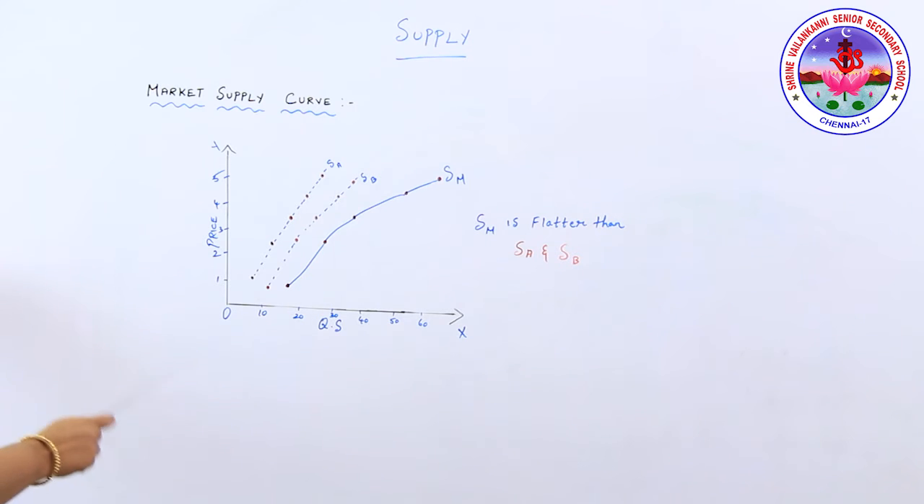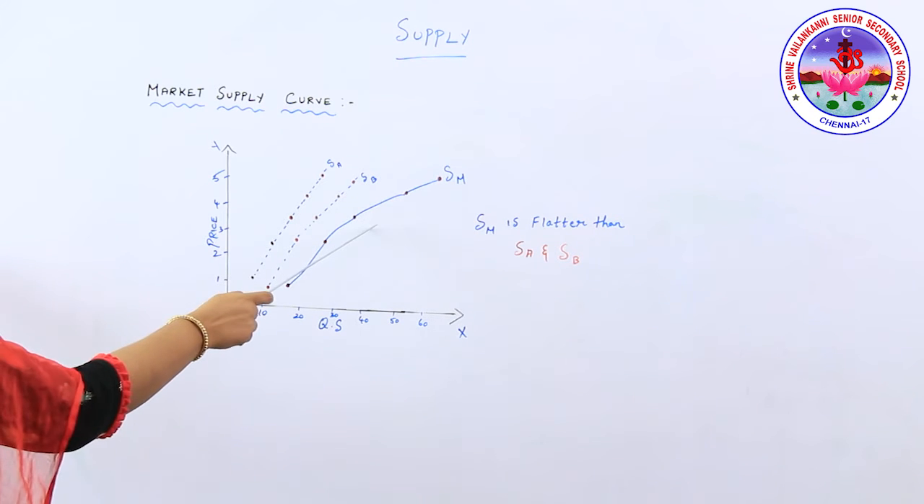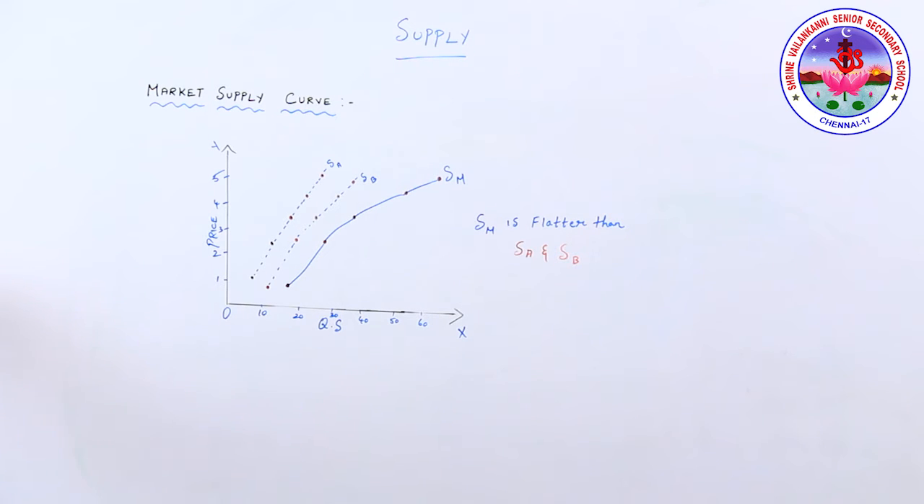Now just look at the market supply curve, that is flatter than the individual supply curve. What is the reason? Because with the change in the price, the proportionate change in the market supply is more than the proportionate change in the individual supply. So that's why the market supply curve is flatter than the individual supply curve.